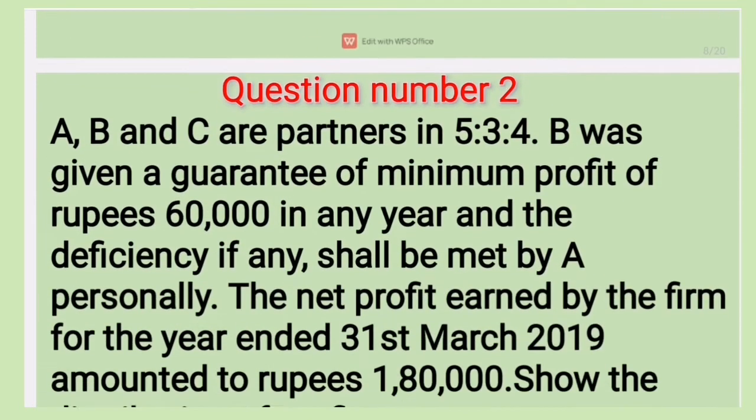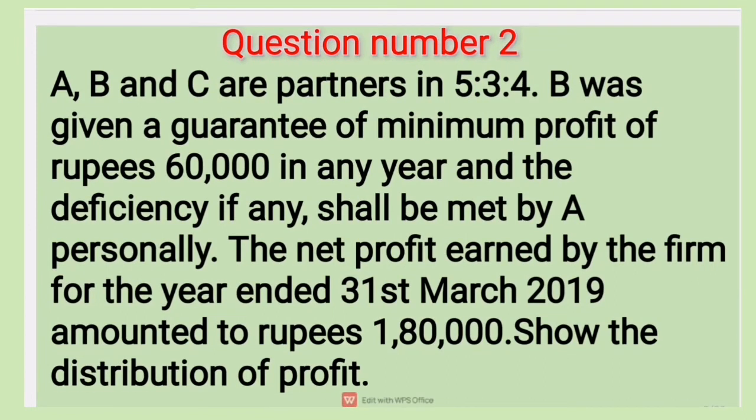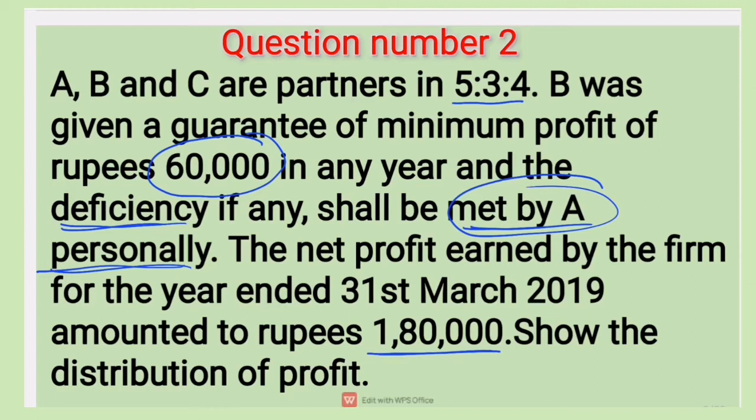Now let's discuss another question. Question number 2. The question is A, B and C are partners sharing profits in the ratio of 5:3:4. B was given a guarantee of minimum profits of rupees 60,000 in any year, and the deficiency, if any, shall be met by A personally. So here very clearly it has been told in the question that if any deficiency arises in this case, then that deficiency has to be borne by A. The net profit earned by the firm for the year ended 31st March 2019 amounted to rupees 1,80,000. Show the distribution of profits.